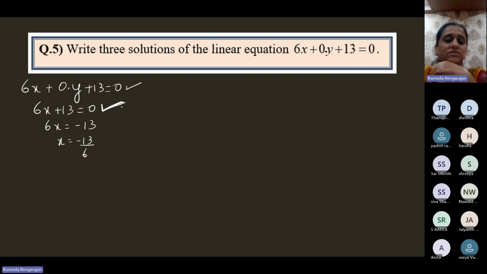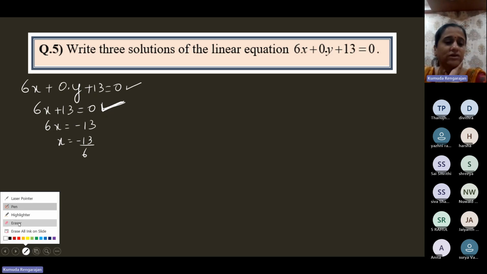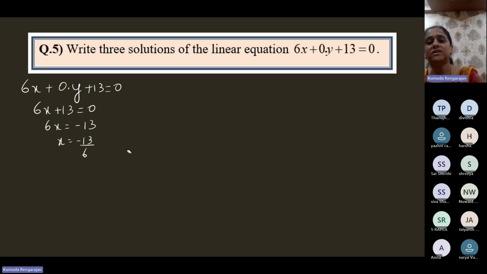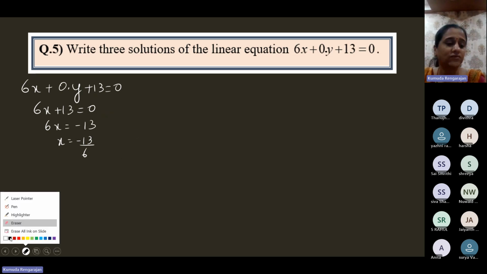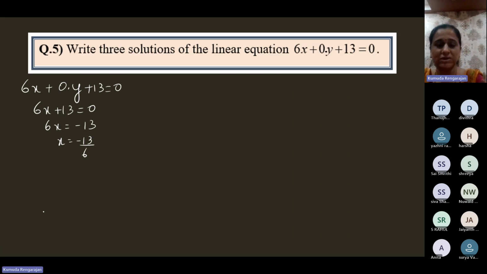The equation is actually 6x plus 13 is equal to 0. It's an equation in one variable x, which has only one solution, and that is minus 13 by 6. But they're treating this equation as a linear equation in two variables x and y, which is why it's written as 6x plus the missing variable 0y plus 13 is equal to 0. So if you treat a linear equation in one variable x as a linear equation in two variables x and y, then it has infinitely many solutions. Write 3 solutions. Of the infinitely many solutions, write only 3 solutions.